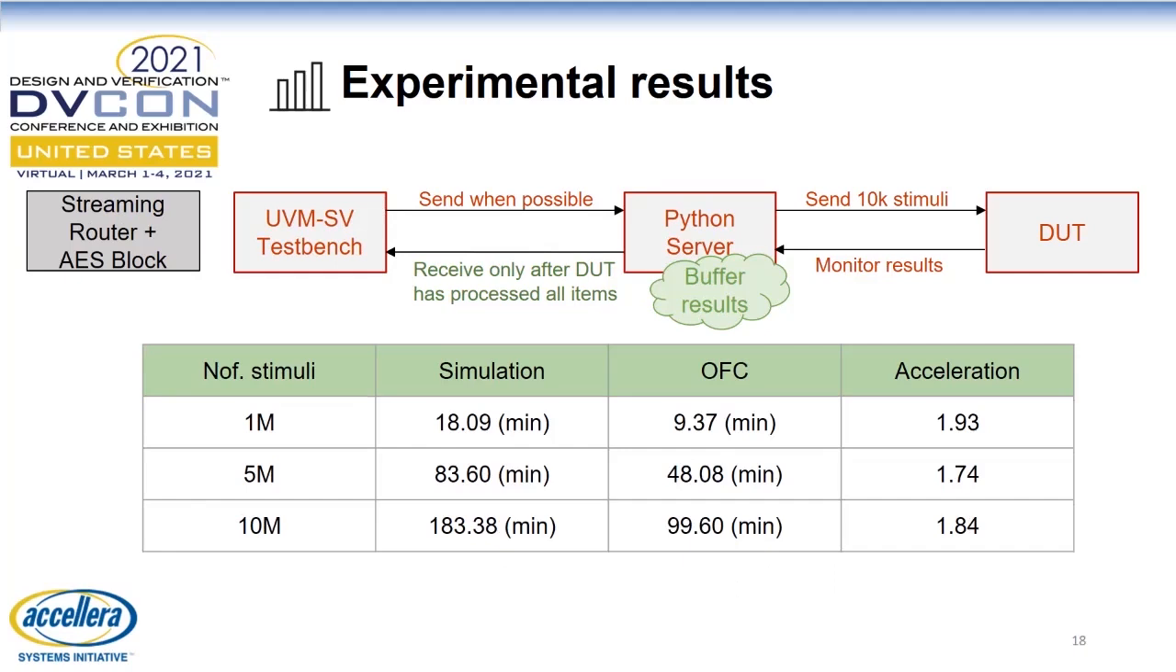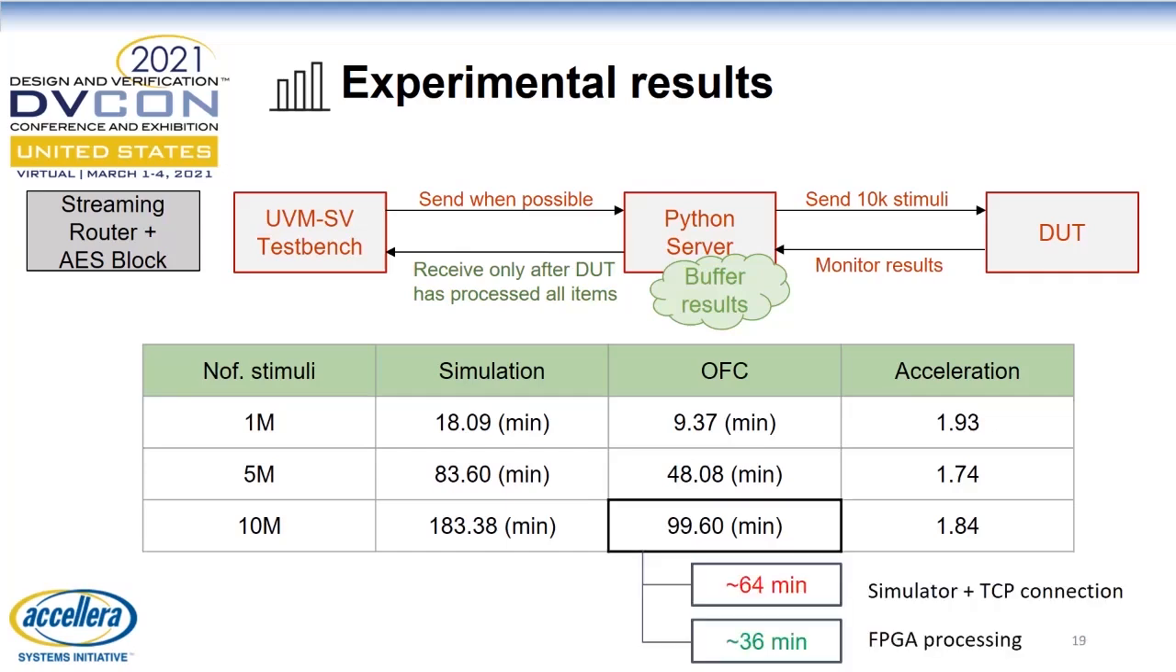Because we've had the best results testing the streaming router with the AES block in the second configuration, we've decided to see the results for even more stimuli. Here, the acceleration factor does not have a constant decreasing or increasing behavior. This is because there are many factors that influence the TCP connection between the hardware platform and the machine that runs the simulator. The FPGA processing time, measured using this configuration for 10 million stimuli, is 36 minutes, which represents about 1/3 of the total co-emulation time.